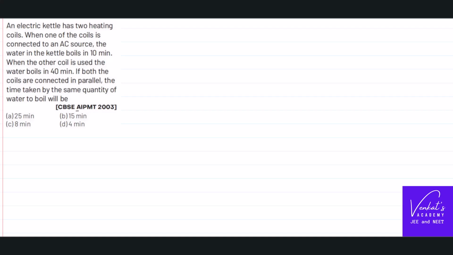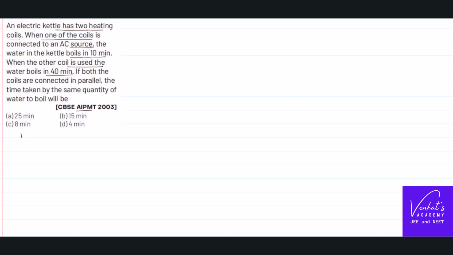This is an AIPMT question on current electricity based on the concept of power. It says an electric kettle has two heating coils. When one of the coils is connected to an AC source, it takes a time of 10 minutes to boil. When the other coil is individually connected, it takes a time of 40 minutes to boil. So both of them are doing the same job, right?